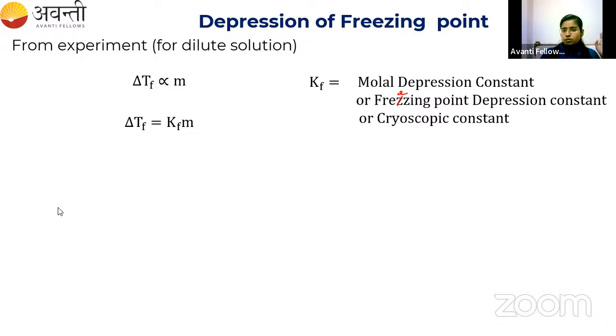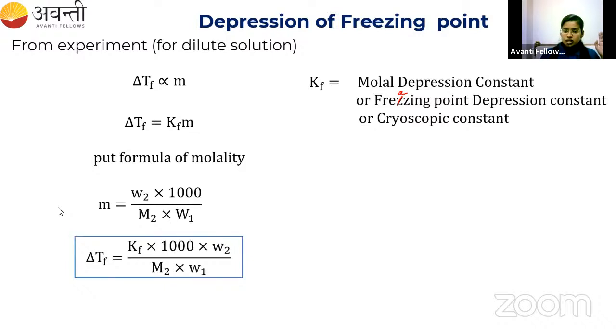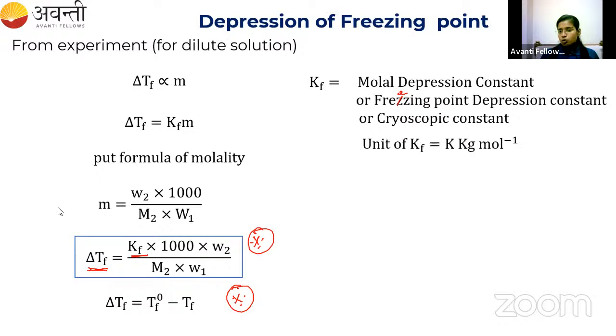Now you have to put the formula of molality here, the same formula. And if we substitute that molality formula, we'll get this equation. So what is the difference between these two formulas? Instead of delta TB, we have delta TF, and instead of KB, we have KF. The remaining things are the same. And this is the formula for delta TF. You have to memorize these two formulas properly. And what is the unit of KF? It is Kelvin kilogram per mole.